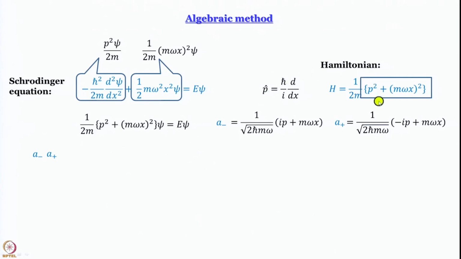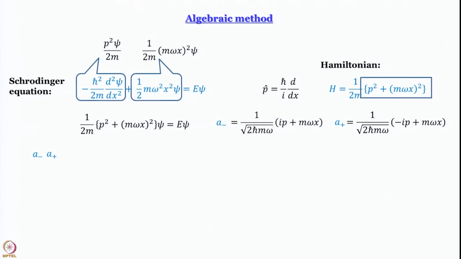And then we said that the Hamiltonian is 1 by 2m p square plus square of m omega x. What we are really trying to do now is to write the Hamiltonian in terms of some new operators. We are trying to construct some new operators which will make evaluation of the Hamiltonian very simple, and these are the ladder operators. That is where we are headed.